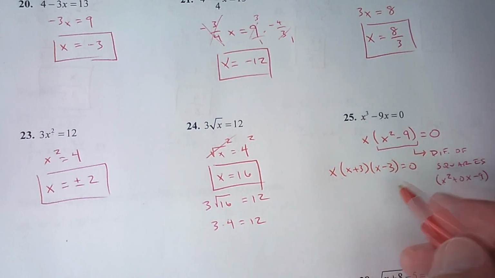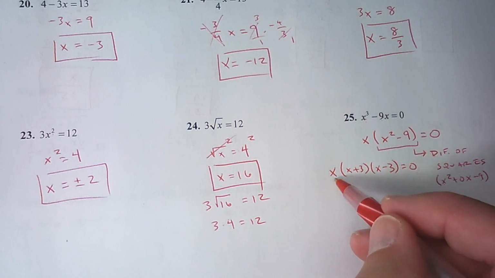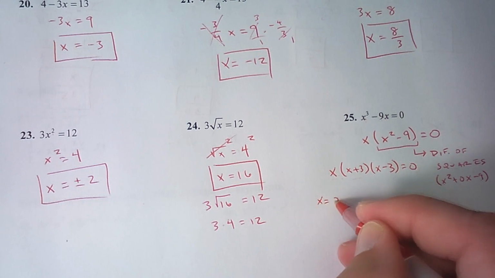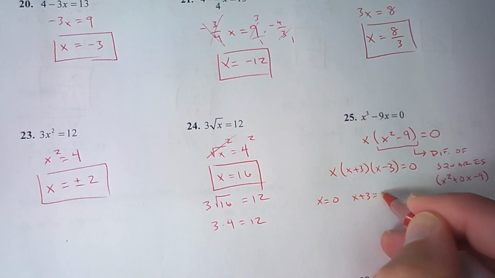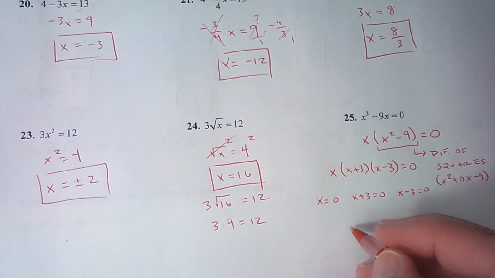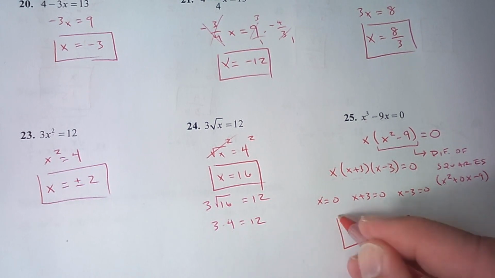Okay, now from there I get three different solutions. If these are going to multiply to 0, then at least one of these three factors has to equal 0. So x is 0, x plus 3 is 0, x minus 3 is 0. So that gives me a solution set of x equals 0, negative 3, and positive 3.